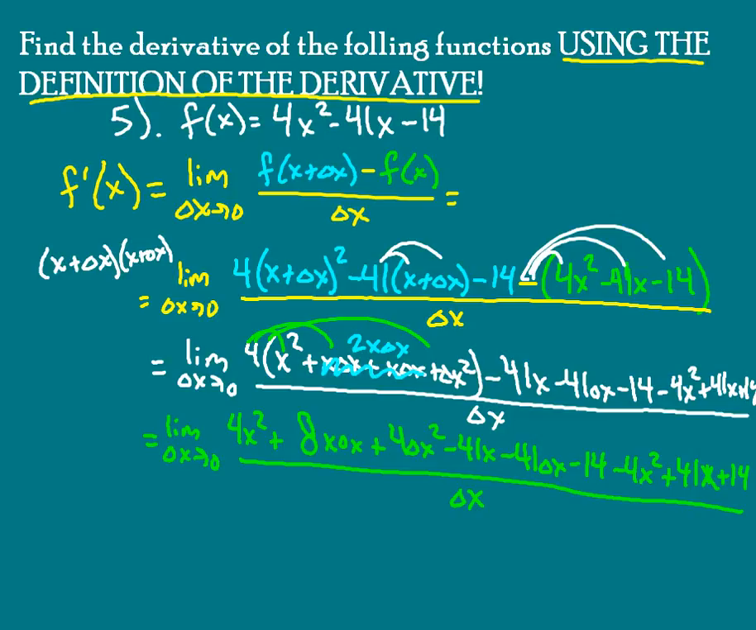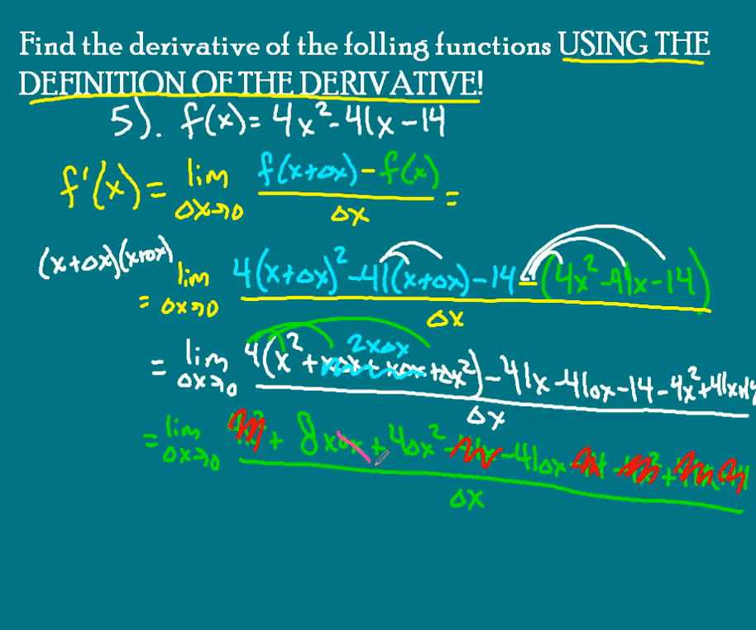This is where things should get easy, because now you just want to look for things to cancel out. Again, all three of these guys should cancel out somewhere. Well, the minus 4x squared goes with the positive 4x squared, the 41x and the negative 41x, the 14 and a minus 14. So now from here, what should happen is I should have a delta x everywhere, and I do. So they should all cancel out.